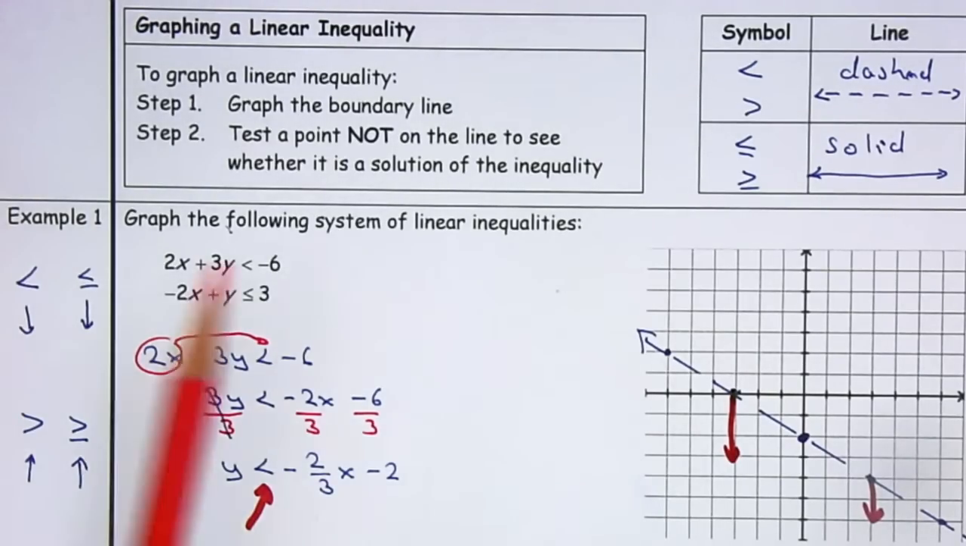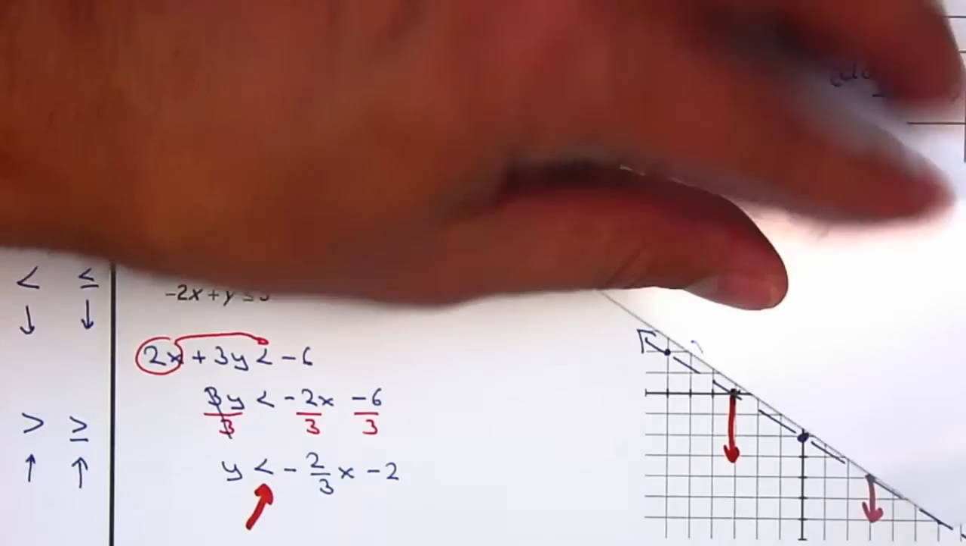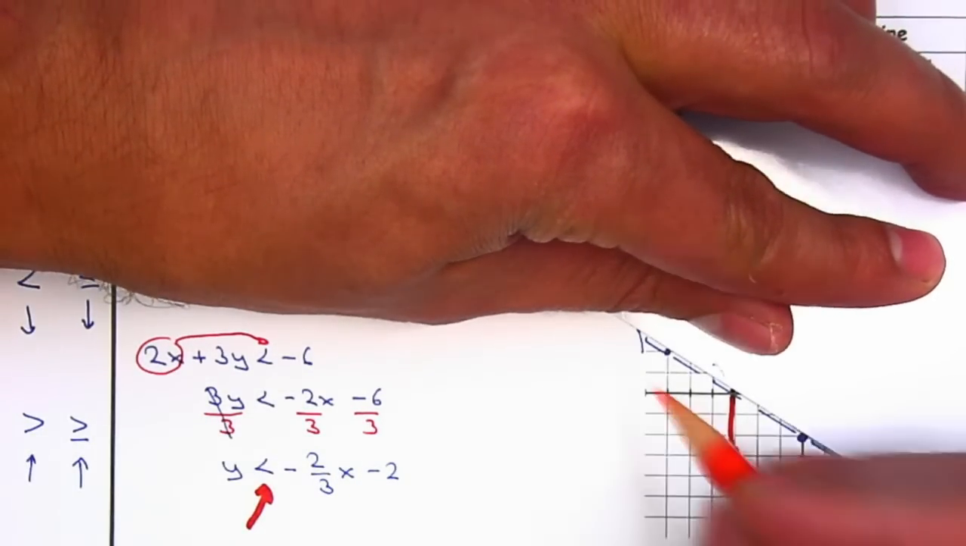I'm going to use a colored pencil so you guys can see where they both intersect. So I'm going to shade the bottom part.